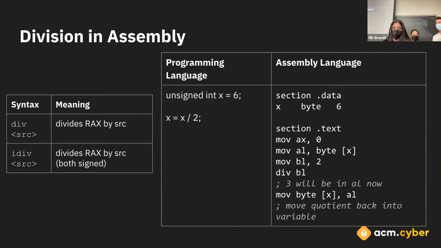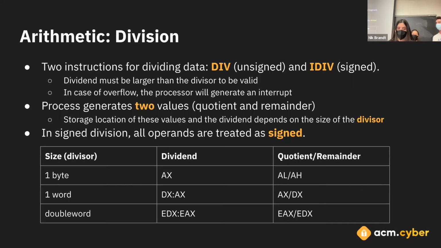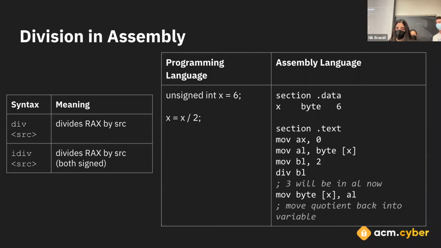So basically, you zero that out, you move X into AL because that's where it's supposed to be according to this step over here. That's the same as AX, don't worry about it. Then you move 2 into some arbitrary register. In this case, I put it in BL, and then div BL will put 3 into AL, and I believe it'll put 0 into AH. So after that, we move the quotient back into the variable, and we're done with division.